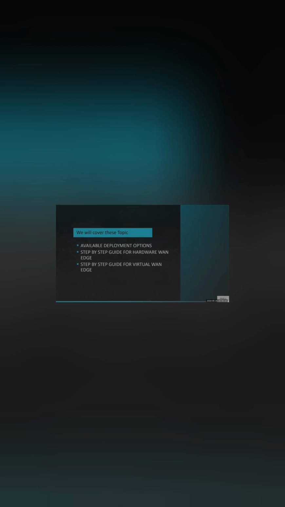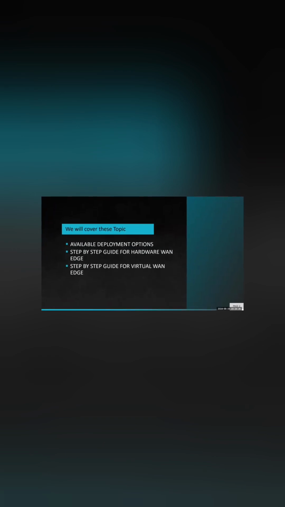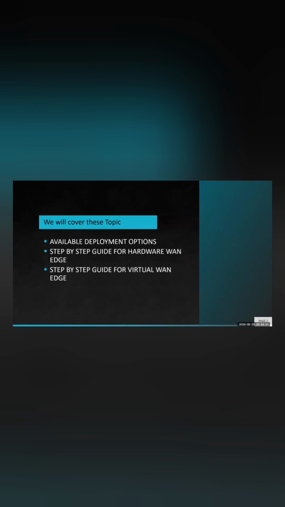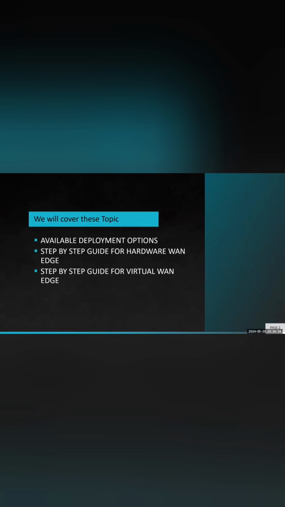So guys, in this video we are going to cover all the available options we have to deploy the SD-WAN devices. These could be the cEdge devices or the Viptela vEdge devices. Then we will also cover the step-by-step guide for hardware WAN edge devices: what steps we have under each deployment option, how to onboard cEdge hardware boxes under different deployment options, and also how to onboard vEdge hardware boxes under different deployment options. And then at the end, we will cover how to deploy the virtual WAN boxes.